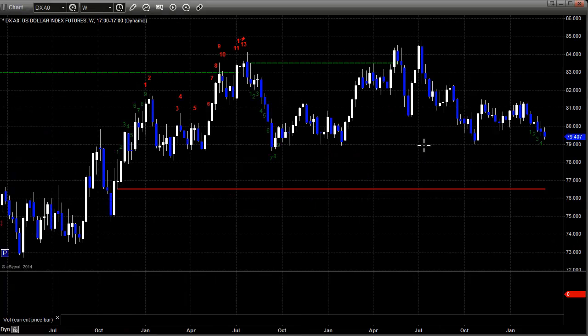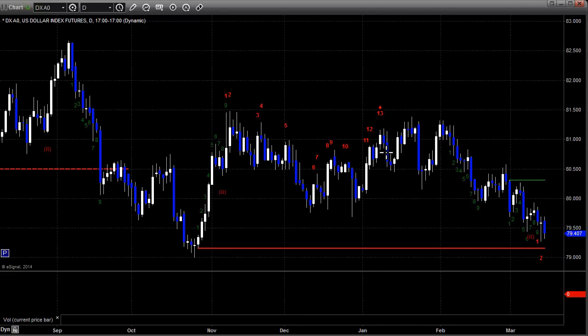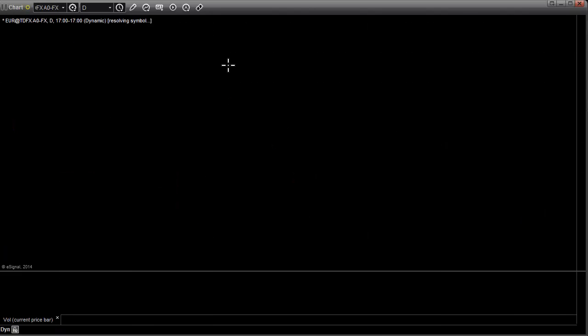Go back a couple of years. And meanwhile, we've been sitting here in basically a 2-point range for 6 months. So that's some of the narrowest net Forex action I've seen in a long time. Let's take a look at the euro, and then we'll look at the pound and the Aussie.